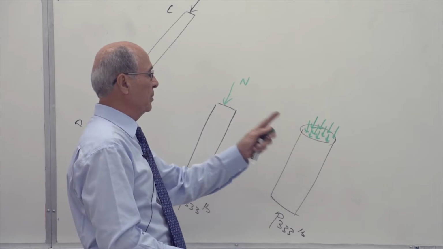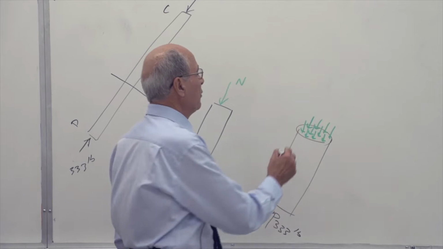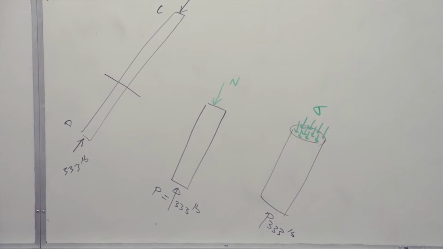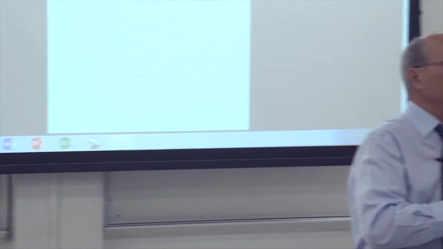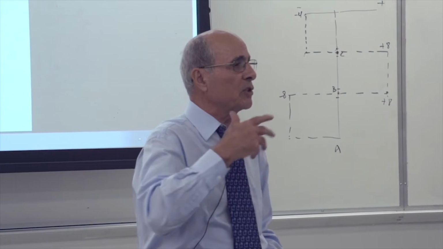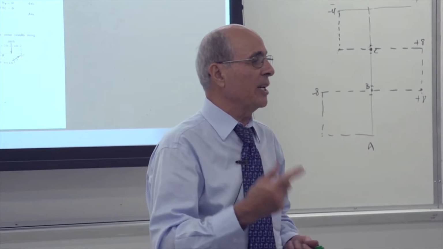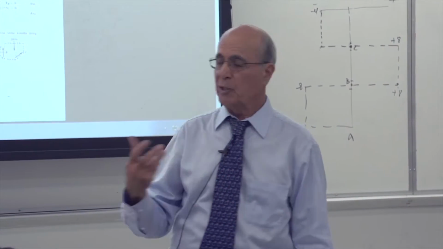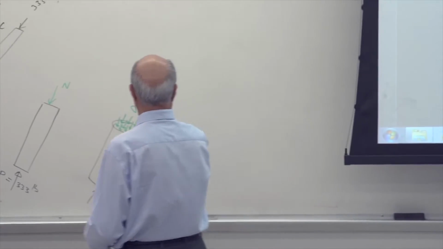This uniformly distributed force applied to this area, we call it sigma, or normal stress. Showing the sigma is always very difficult, so we always symbolically show it with the N. As soon as you see the N from now on, you will decide that it is going to create a stress. We call it normal stress in the compression mode.